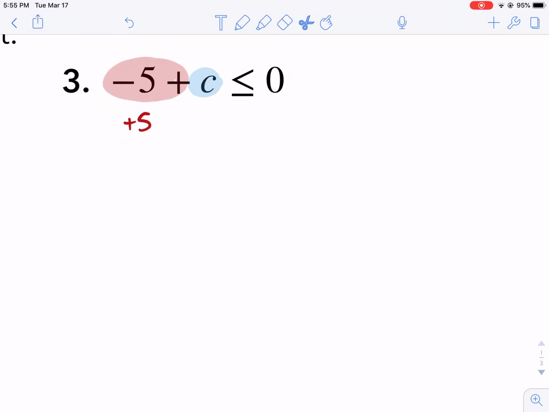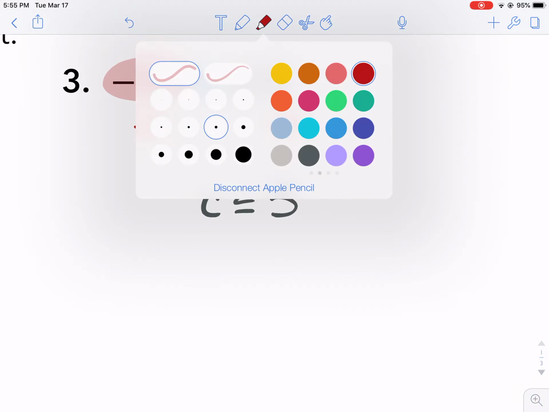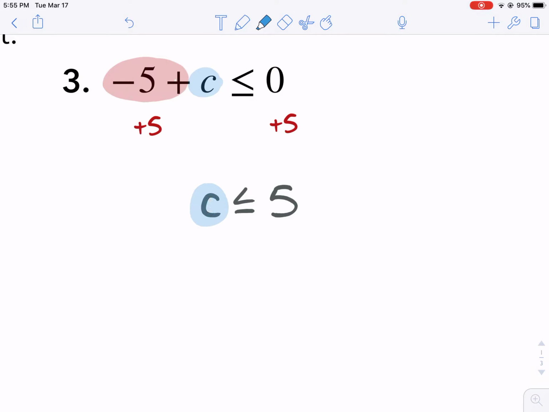Because adding 5 is going to undo minus 5. Minus 5 plus 5, that's 0. So we're going to add 5 to both sides. Now here on our first side, minus 5 plus 5 comes out to 0, leaving us with just c is less than or equal to 5. That means no matter what c is, as long as c is less than 5, this will come out less than 0. Let's pick something less than 5. How about 1? And let's see if that works.